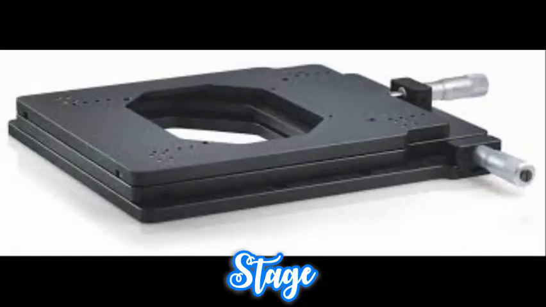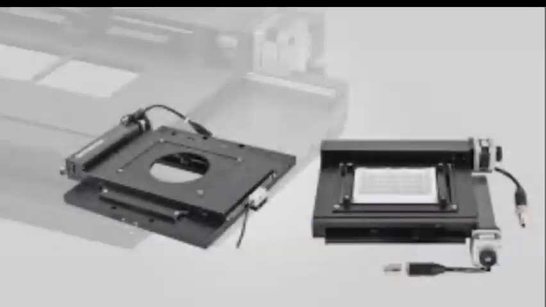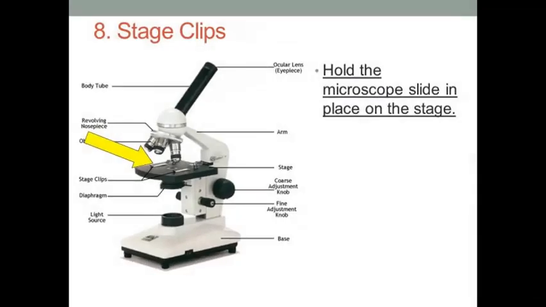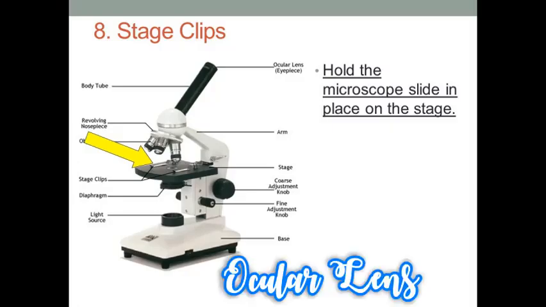Stage. The stage is where the specimen to be viewed is placed. A mechanical stage is used when working at higher magnifications where delicate movements of the specimen slides are required. Stage clips. Stage clips are used when there is no mechanical stage. The viewer is required to move the slide manually to view different sections of the specimen.